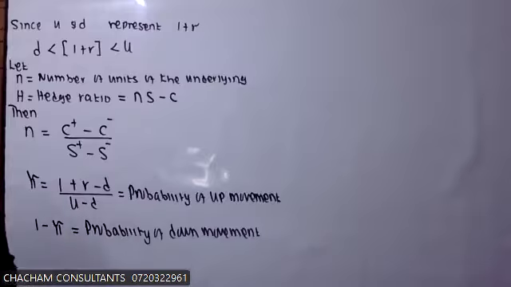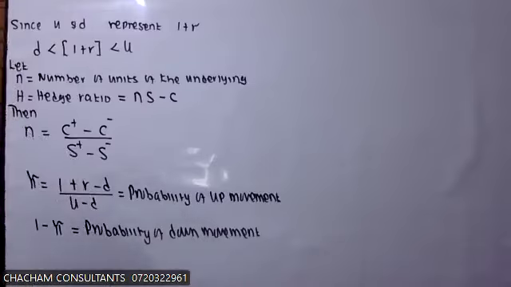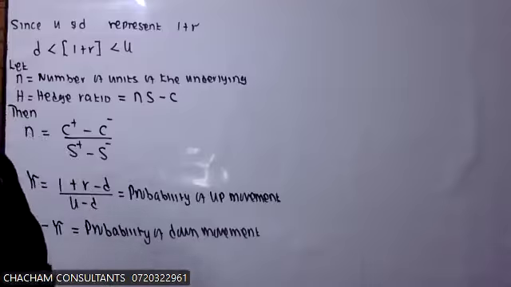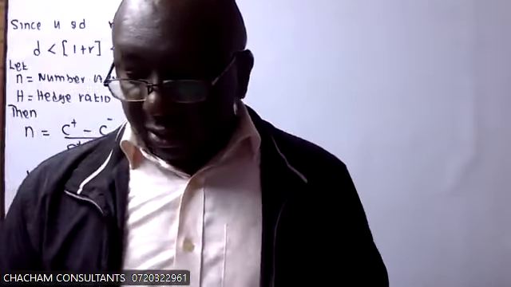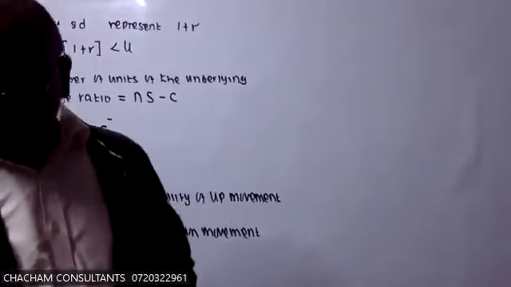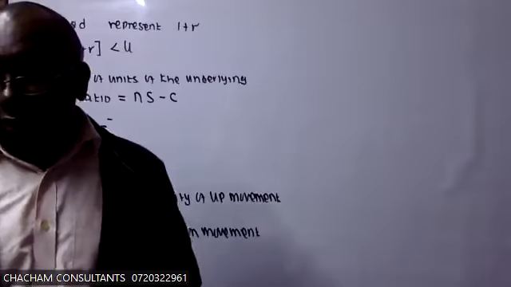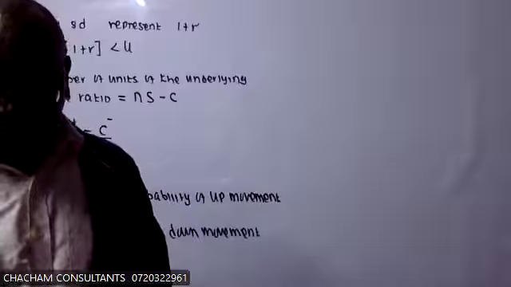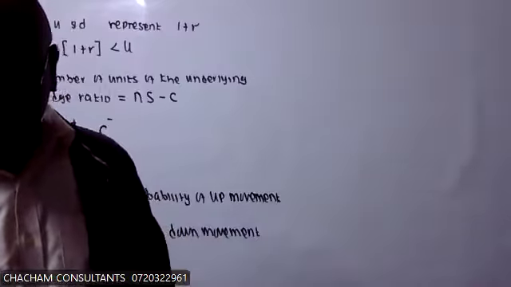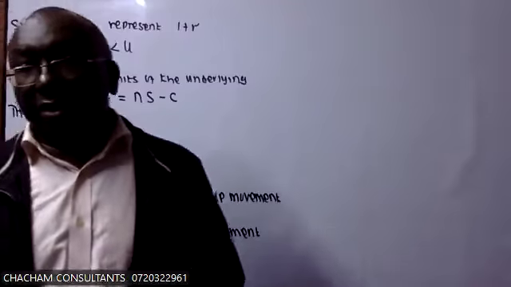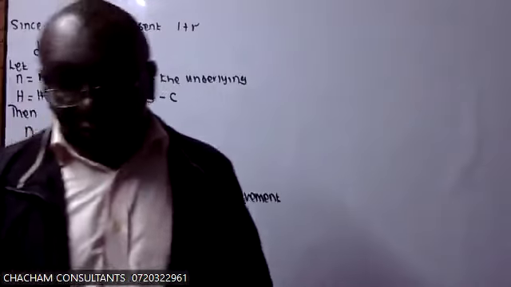Okay. If you are finished writing that, you write that these probabilities exist only when the investor is risk neutral. Full stop.